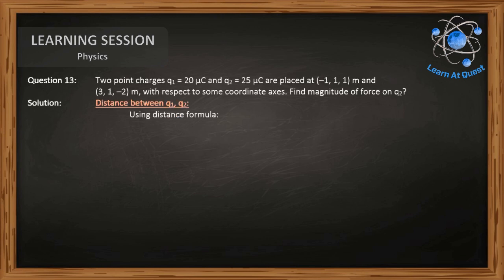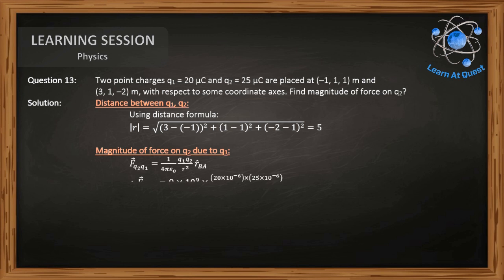Question number 30. Two point charges Q1 equal to 20 microcoulombs and Q2 equal to 25 microcoulombs are placed at points -1, 1, 1 meters and 3, 1, -2 meters with respect to some coordinate axis. Find the magnitude of force acting on Q2. This is a simple question based on Coulomb's law.